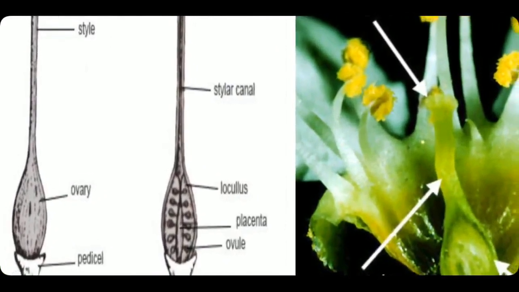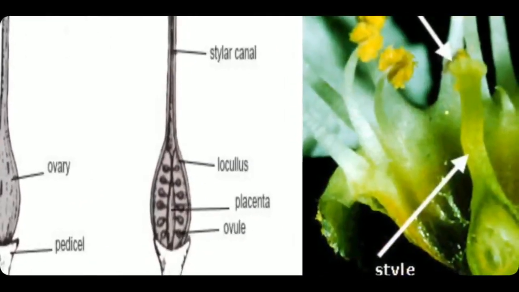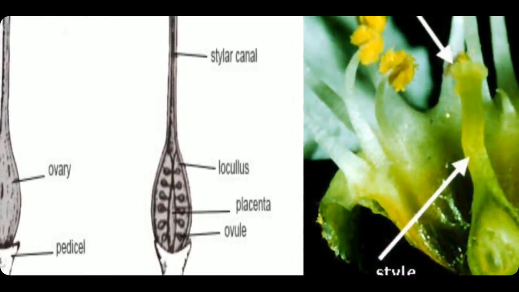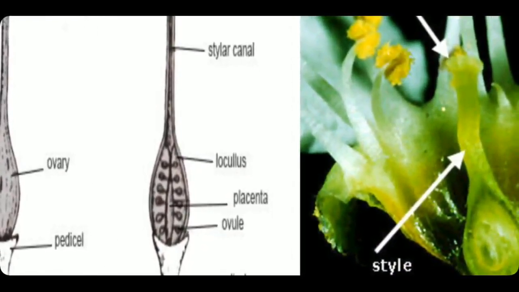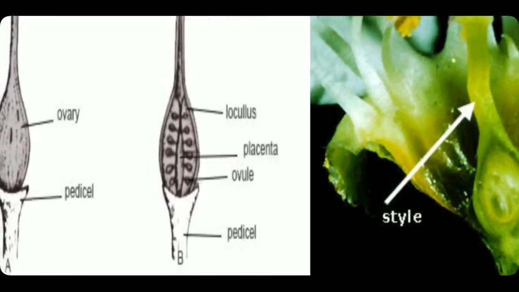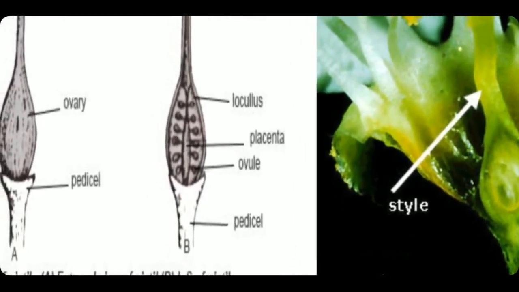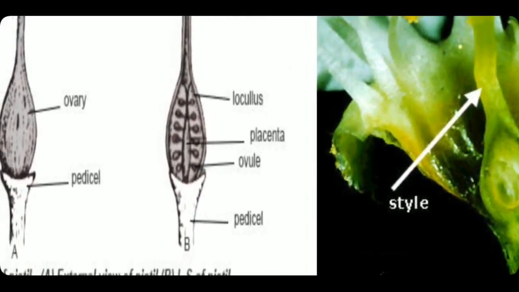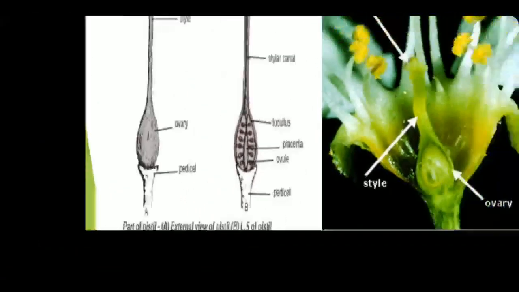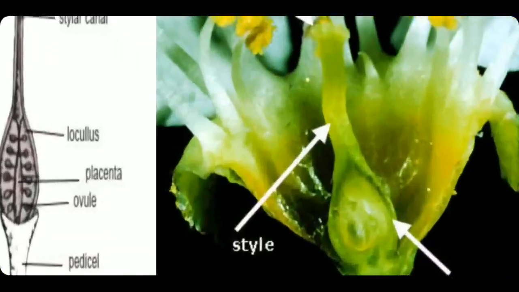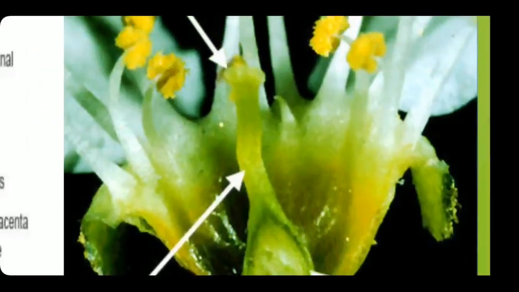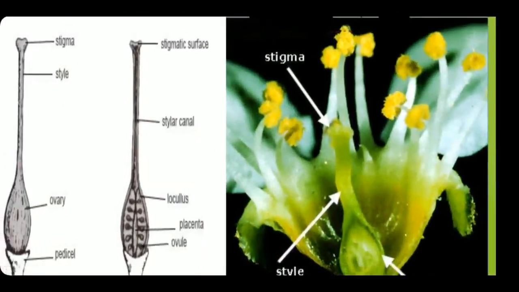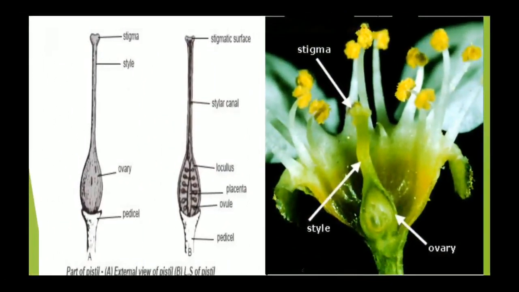And one new word you are seeing here is loculus. Loculus is the cavity in which ovules are placed. And then the ovules, you can see these dotted, round structures, are ovules, and the pedicel. Here you can see the ovary and style in this picture, and then the stigma. So this is the structure of the pistil.